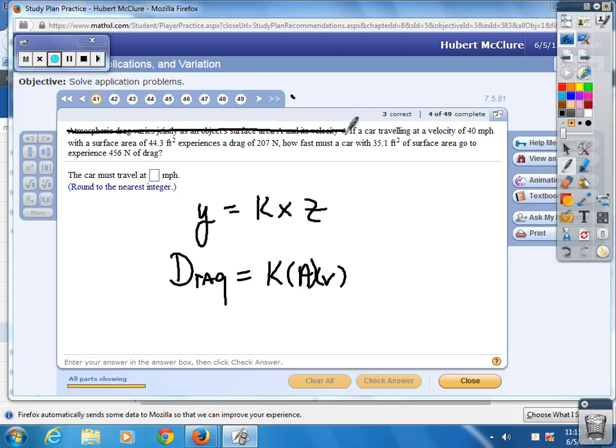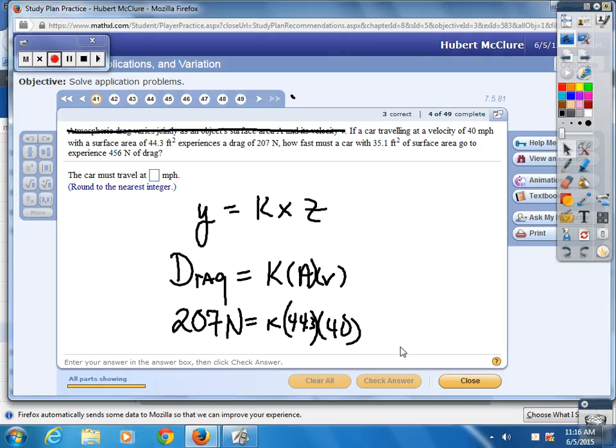A car traveling at a velocity of 40 miles per hour, and a surface area of 44.3, has 207 newtons of drag. Does that feet squared matter? No, you don't need to worry about that. That's for the science majors to worry about. I'm mainly wanting you to figure out how to do math.